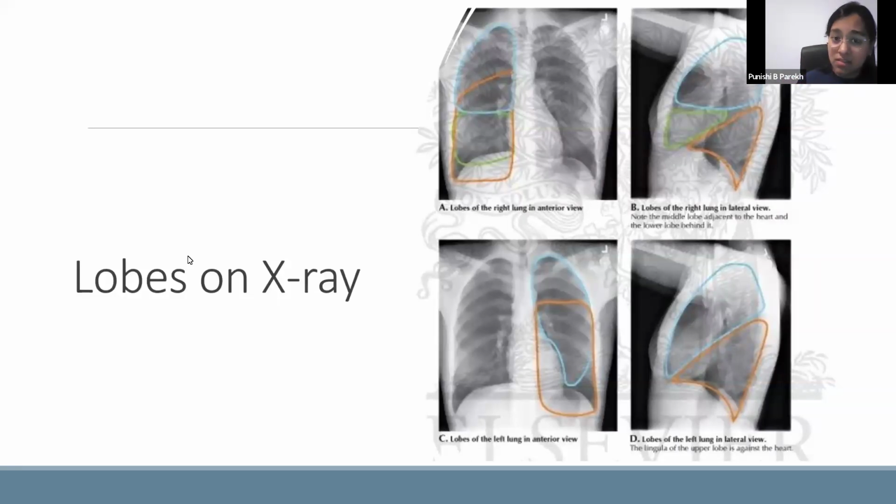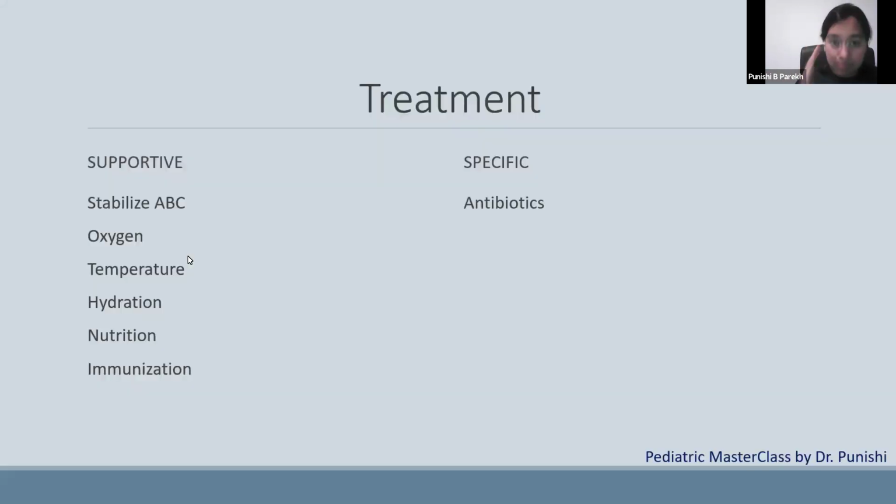So after having investigated the patient, how do you treat? Remember, whenever anybody asks you what is the treatment, always categorize the treatment as supportive and specific. In supportive treatment, the first step is to stabilize the airway, breathing and circulation. Depending on the saturation and the clinical condition, consider whether the child requires oxygen therapy. If the child is having fever, then antipyretics are important. If the child is dehydrated, then IV hydration or oral hydration needs to be taken care of. And definitely, nutrition and immunization are something you need to stress on once the child is ready for discharge.